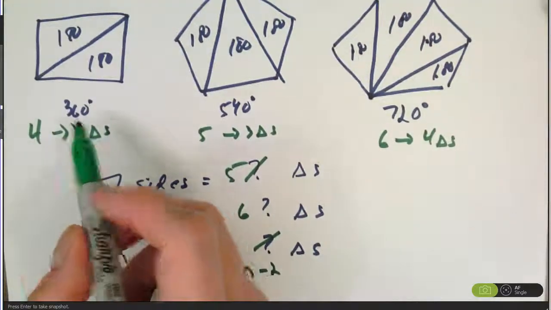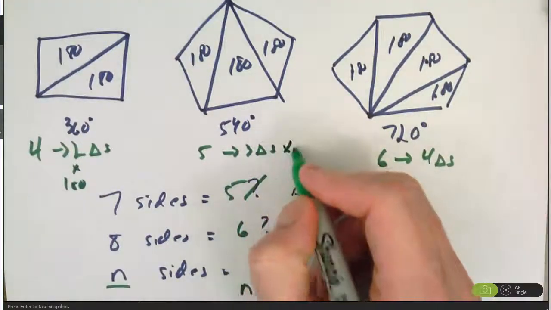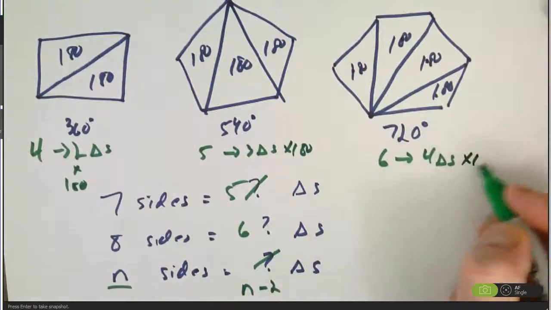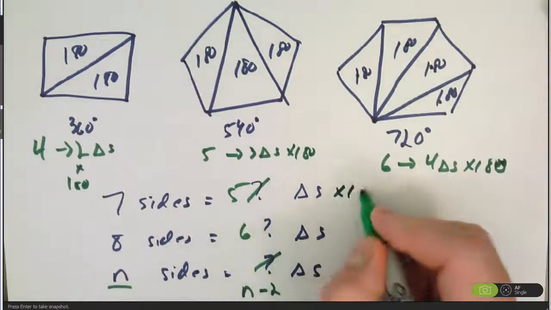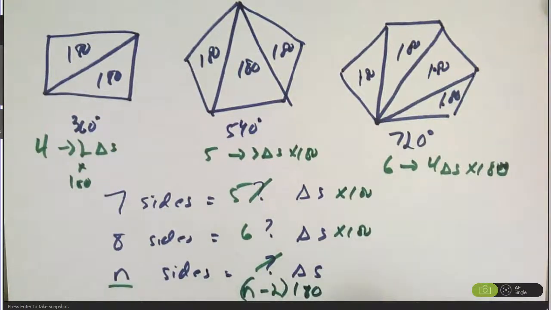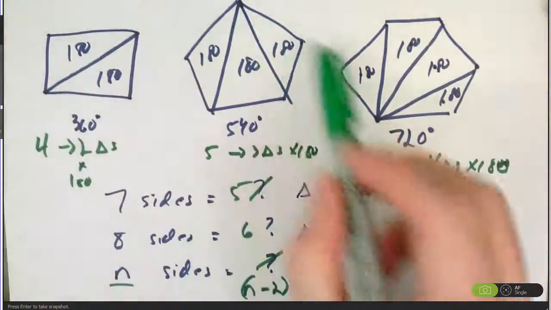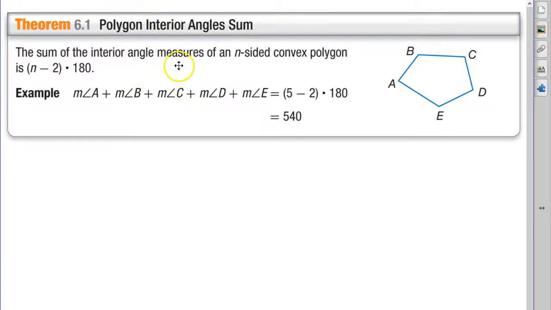And now here leads us to the formula for this section. For 4 sides, the degrees were 2 times 180. For 5 sides, it was 3 triangles times 180. For 6 sides, 4 triangles times 180. For 7 sides, 5 triangles times 180. For n sides, n minus 2 times 180. What I've just figured out is a formula to find how many degrees there are inside any polygon given its number of sides. So theorem 6.1, the polygon interior angle sum theorem: the sum of the interior angle measures of an n-sided convex polygon, and all of these are going to be convex, so we don't have to worry about that, is always n minus 2 times 180.